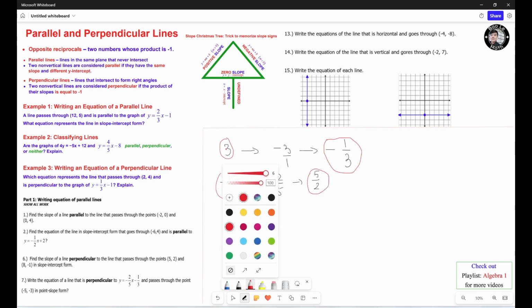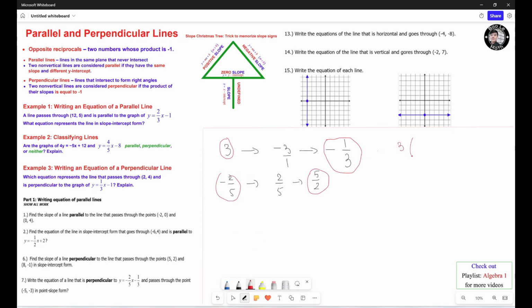Okay, let's check. 3 and negative 1/3, they are opposite reciprocals. We're going to check to see if 3 times negative 1/3 equals negative 1. Right, so we just cancel out this one. The answer must be negative 1 right here. Now let's check the second one right here. We have negative 2/5 times 5/2. Now 2 and 2 right here cancel out. 5 and 5 right here cancel out. The answer must be negative 1. So that's right. Alright, now we're going to move on to the next one.